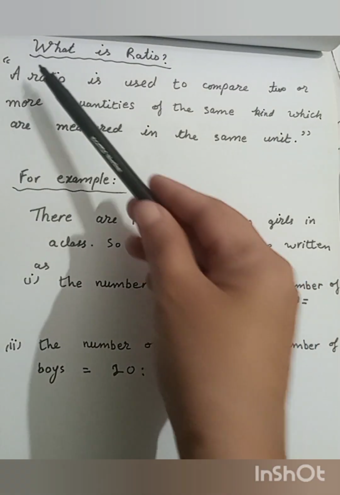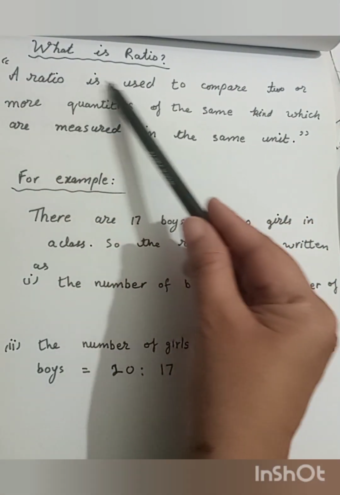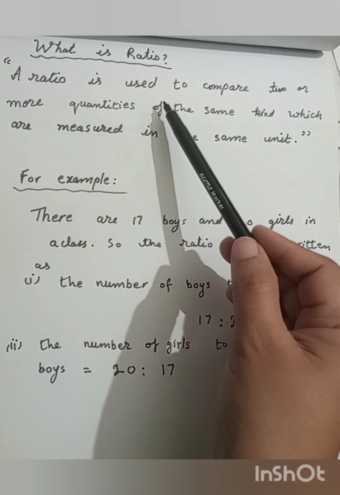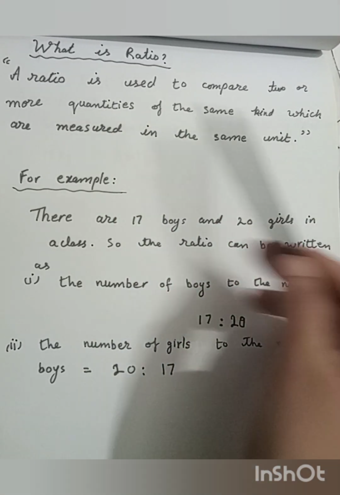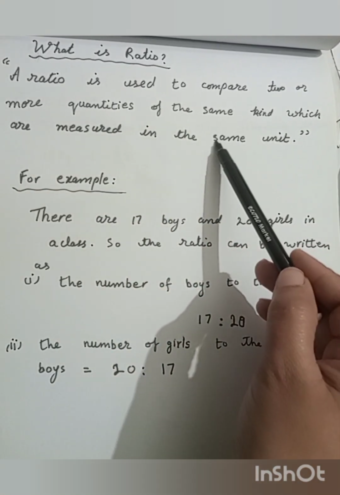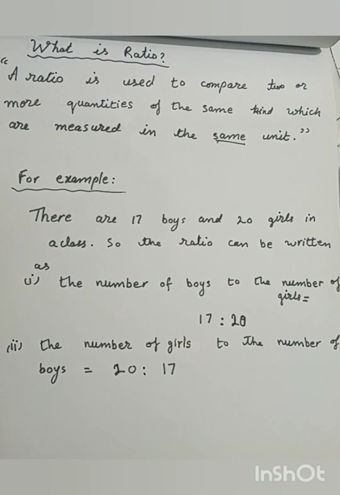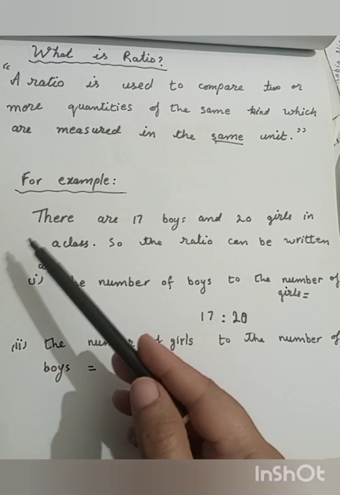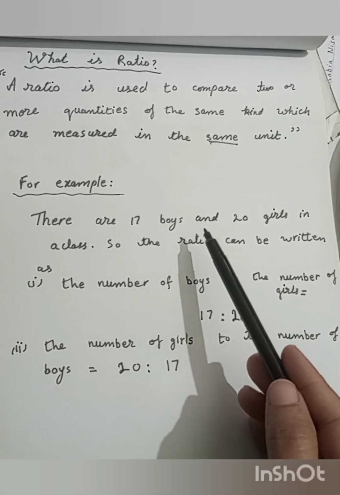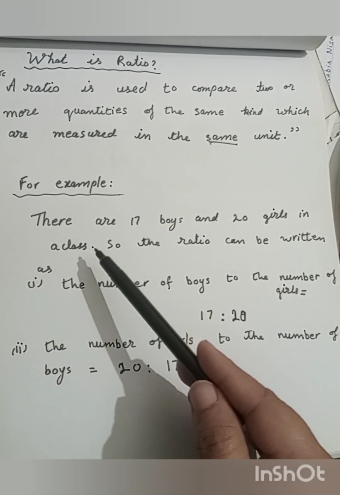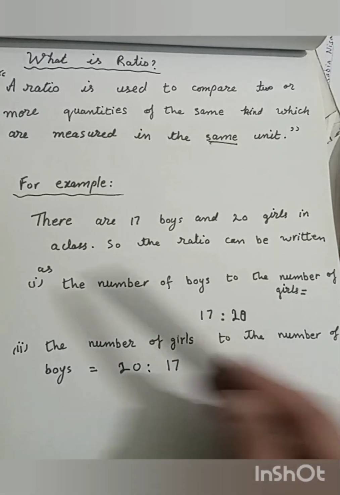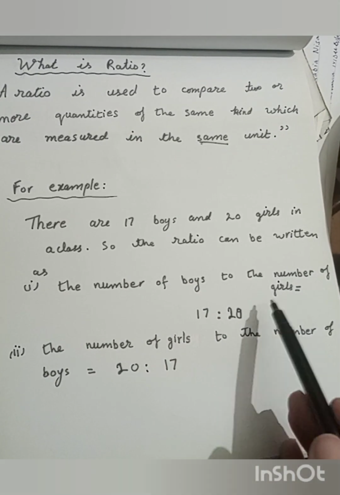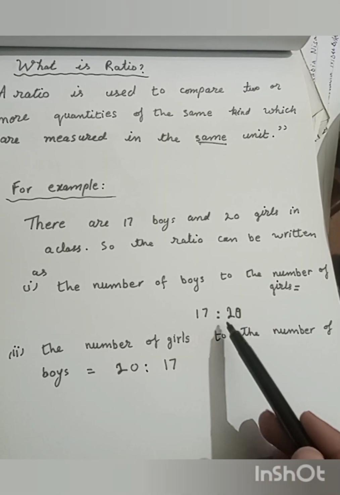So what is ratio? A ratio is used to compare two or more quantities of the same kind which are measured in the same unit. So the quantities should be measured in the same unit. For example, there are 17 boys and 20 girls in a class. So the ratio can be written as the number of boys to the number of girls, 17 ratio 20.